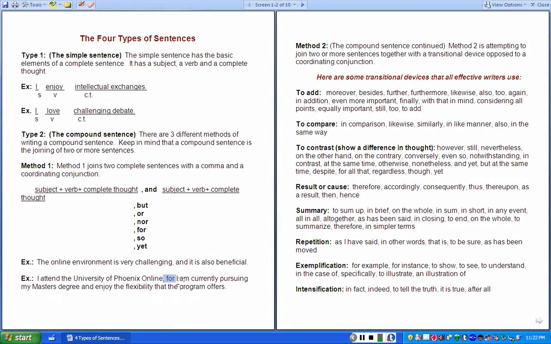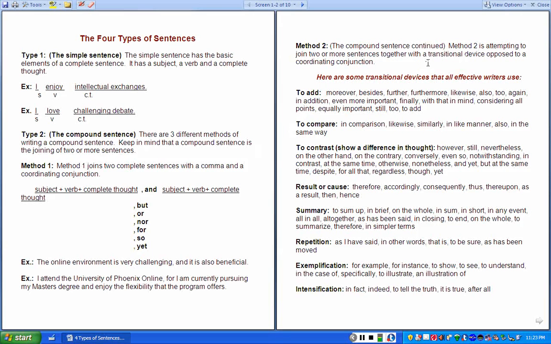So yes, I have a subject, I, a verb, am, right? Am currently pursuing, all of that. My master's degree. You see that? So we have two sentences, and are they joined correctly together? Yes, they are. Again, you need to understand this is a signal. The joining of two sentences together. Alright? So that's the first method. You use a coordinating conjunction along with a comma. Let's take a look at method number 2.